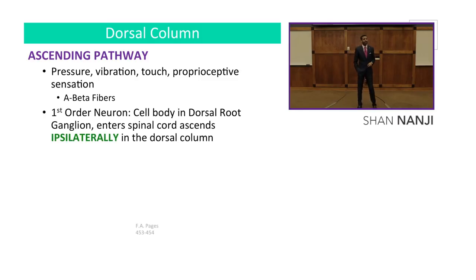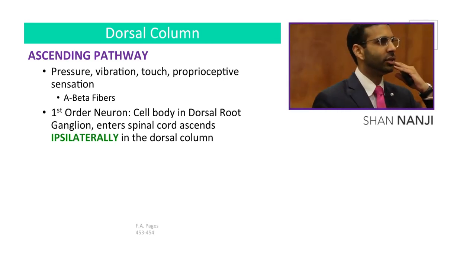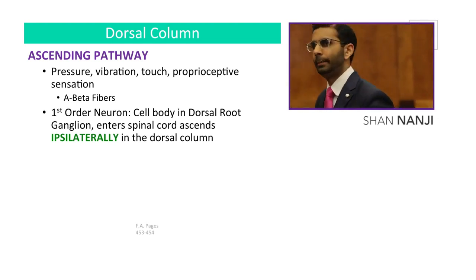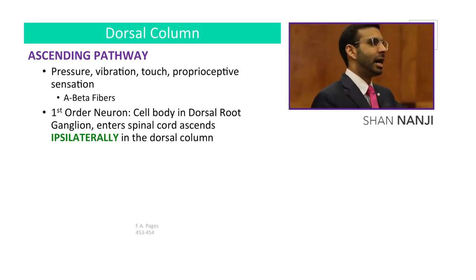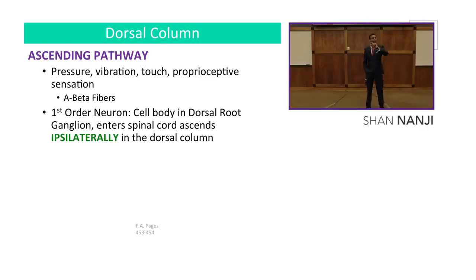First order neuron. The cell body is in the dorsal root ganglion, and we will just refer to that as the DRG. It enters the spinal cord and ascends ipsilaterally in the dorsal column. What does that mean? That means that it is still carrying fibers that are representing the same side of your body. So ipsilateral is just another way of saying same side. When I was referring earlier to above, opposite, below, same, the same that I was referring to is actually the word ipsilateral. Okay, we're just going to keep it simple.